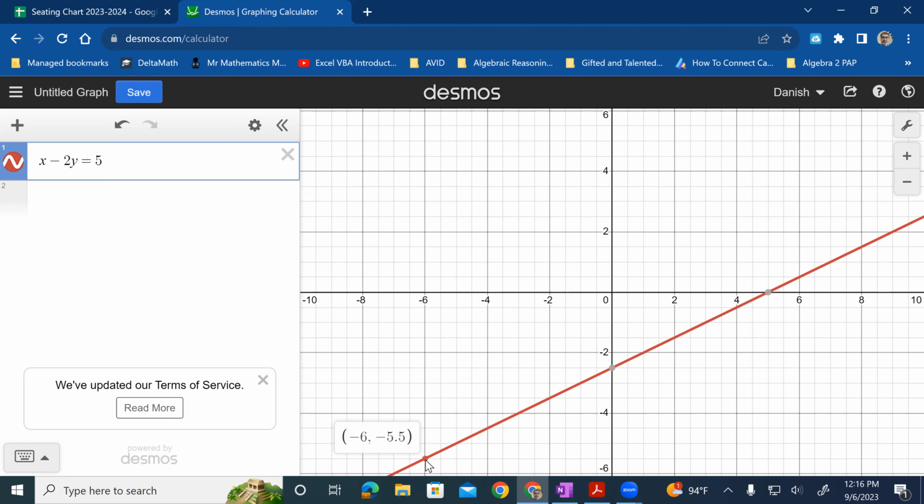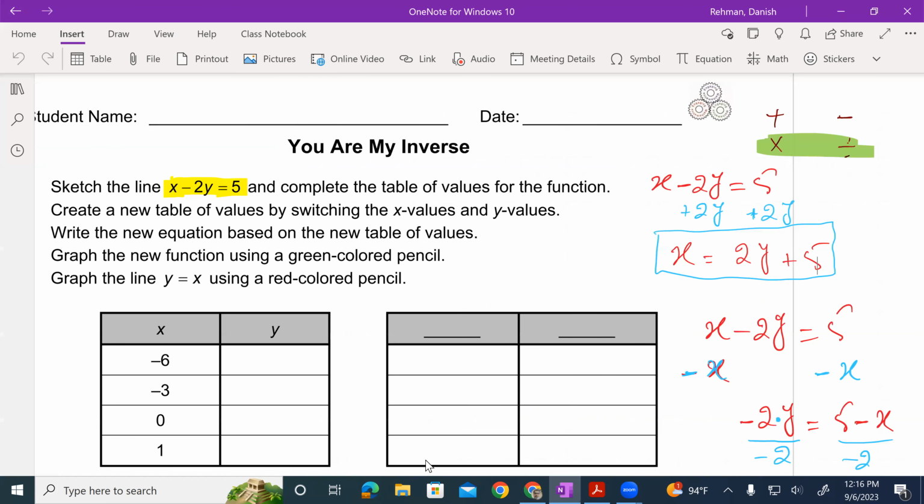What's the y when x is negative 6? Minus 5.5. Exactly, negative 5.5. So that's the value which I will bring over here in the table. Let's do it. And can you do it yourself also in Desmos? Try it now. So we have here negative 5.5 as a value of y. Good job, sir. That's what you should do.